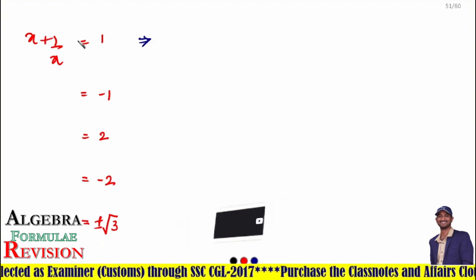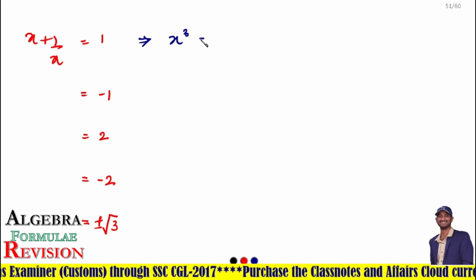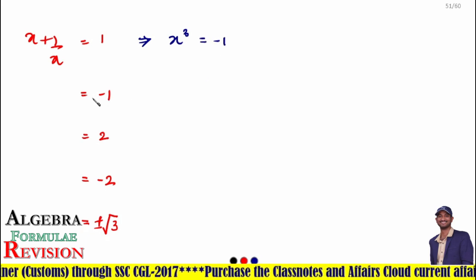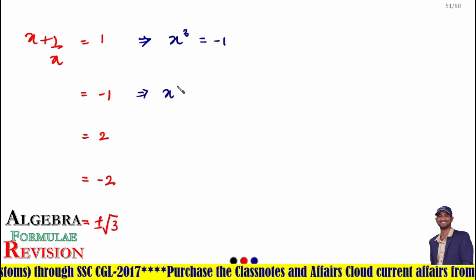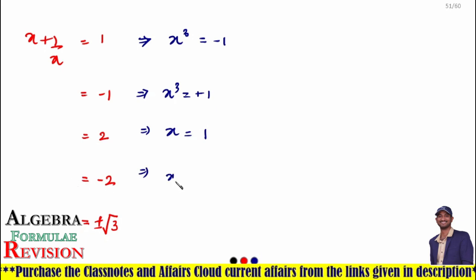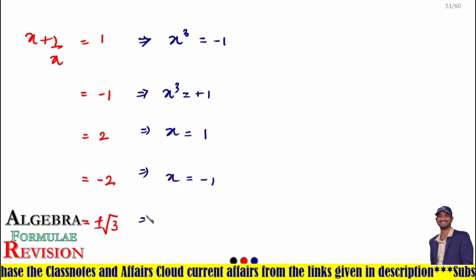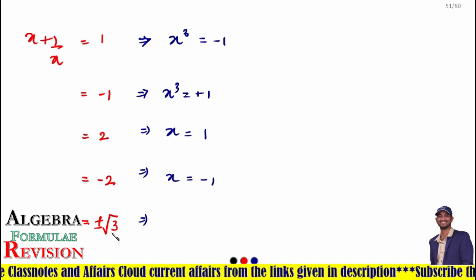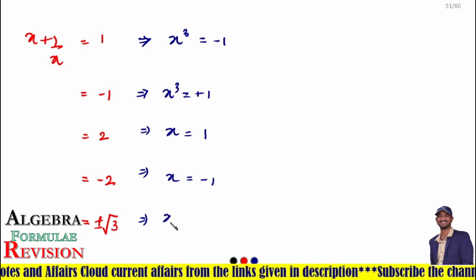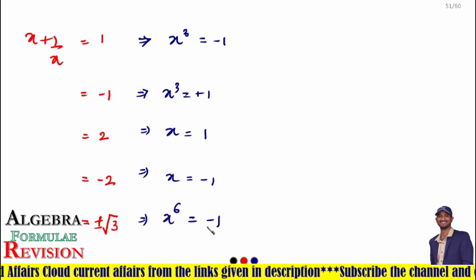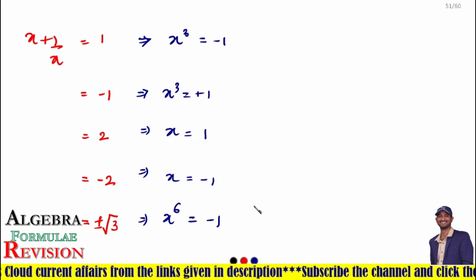Whenever x plus 1 by x is 1, then x cube equals minus 1. If x plus 1 by x is minus 1, then x cube is plus 1. If x plus 1 by x is 2, then x is equal to 1. If x plus 1 by x is minus 2, then x is equal to minus 1. If x plus 1 by x is plus or minus root 3, then x power 6 is minus 1. These are very, very important.